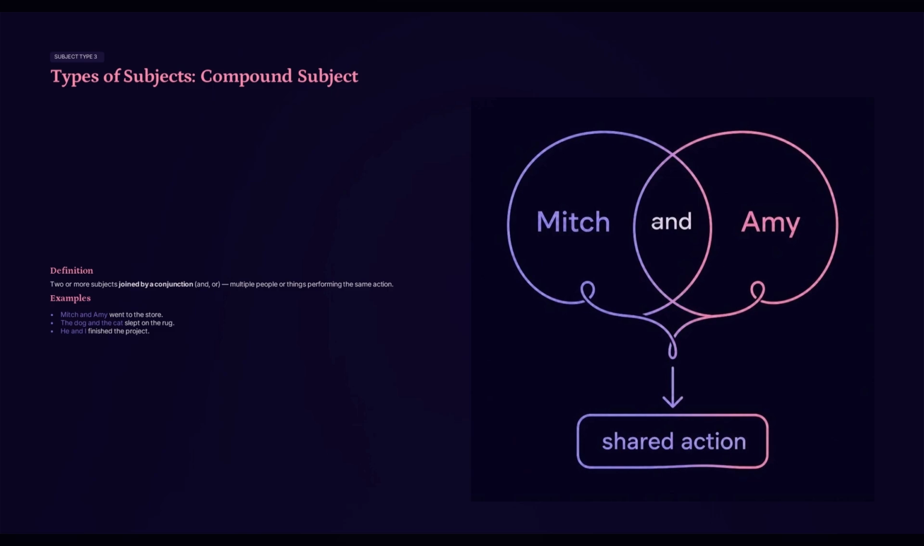Types of subjects. Compound subject. Mitch and Amy. Shared action. Definition: two or more subjects joined by a conjunction, such as and, or multiple people or things performing the same action. Examples: Mitch and Amy went to the store. The dog and the cat slept on the rug. He and I finished the project.